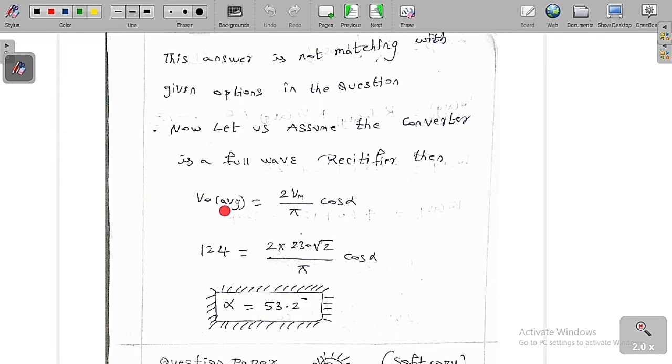I have already told you the average value of the output voltage of a full wave converter is 2 Vm by pi into cos alpha. But V0 average value we already know, which is 124, is equal to 2 into Vm, which is 230 into root 2, by pi into cos alpha.